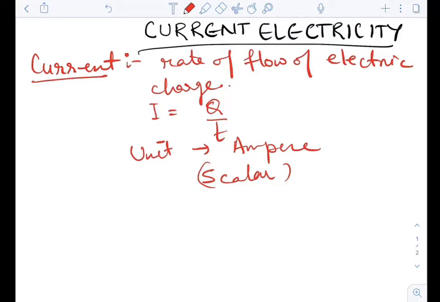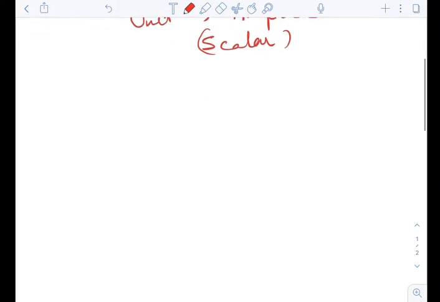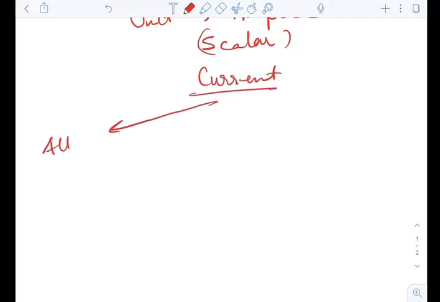Basically, if you know about scalars and vectors, you know that a vector can only be a vector if it has direction, magnitude, as well as it follows the vector laws of addition. Current does not follow the vector laws of addition and therefore it is scalar. Current is of two types: alternating current and direct current.